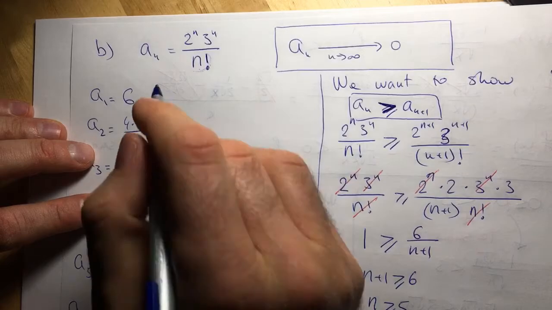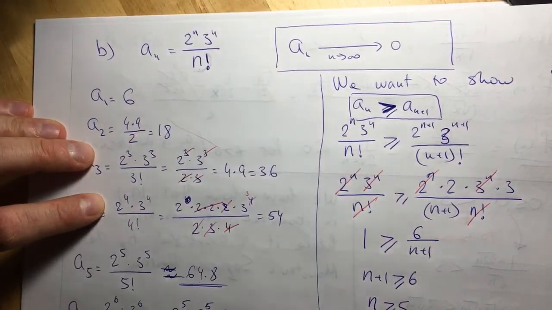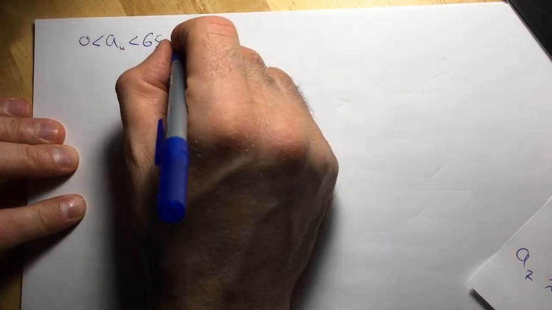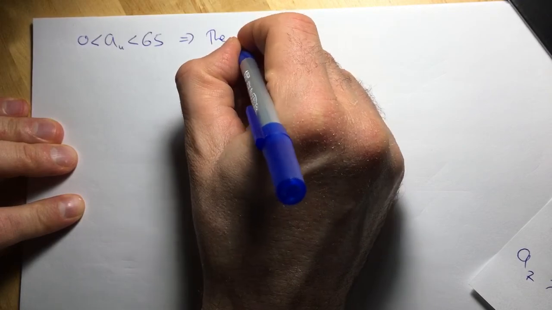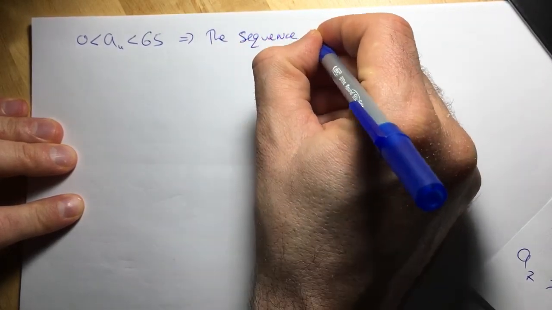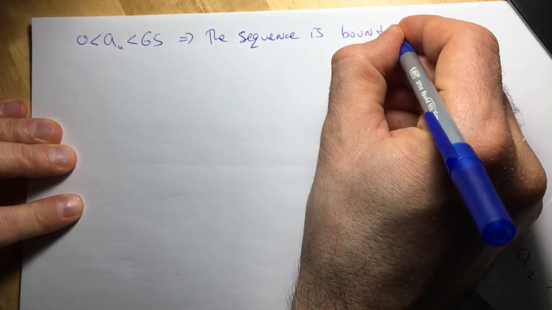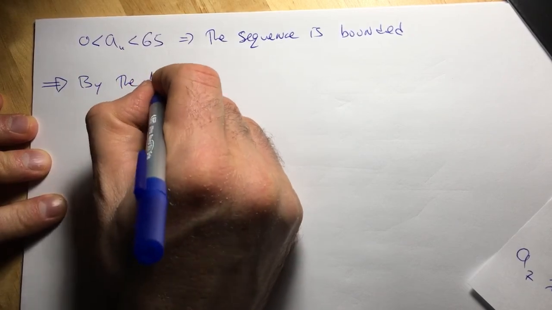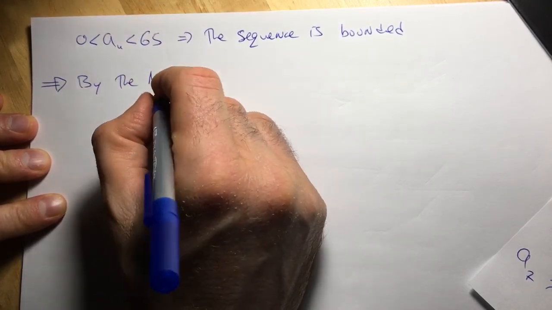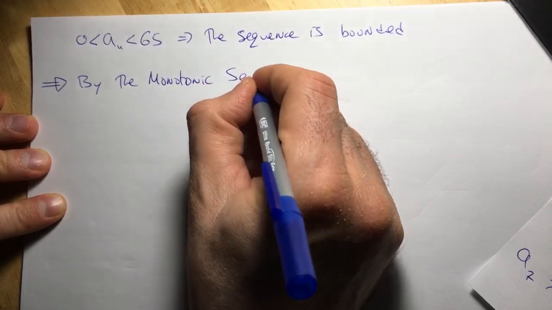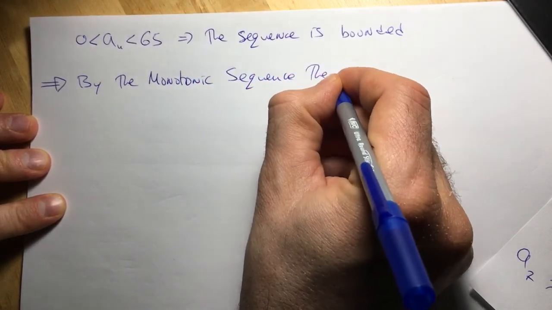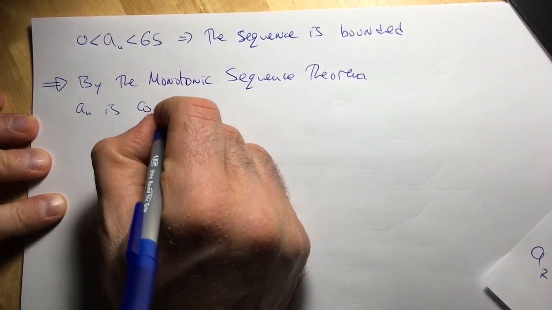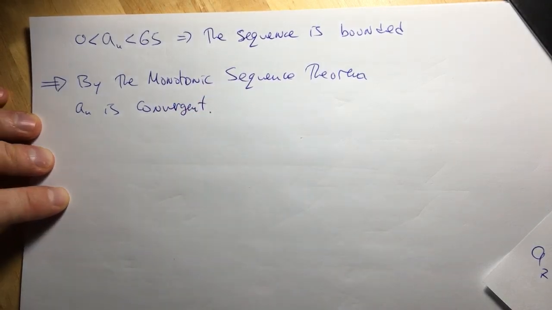Another thing that we can notice here is that the numerator is positive, the denominator is positive, so obviously an is greater than 0, which shows that the sequence is bounded, and this implies that by the monotonic sequence theorem, the sequence an is convergent.